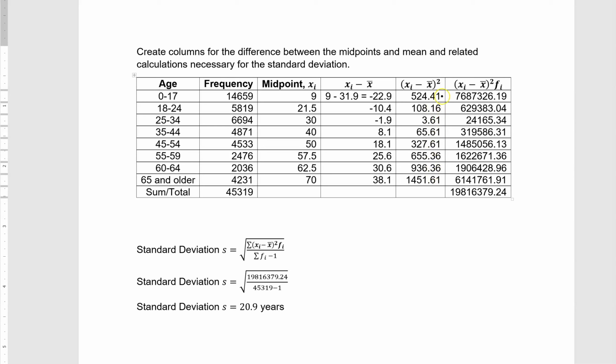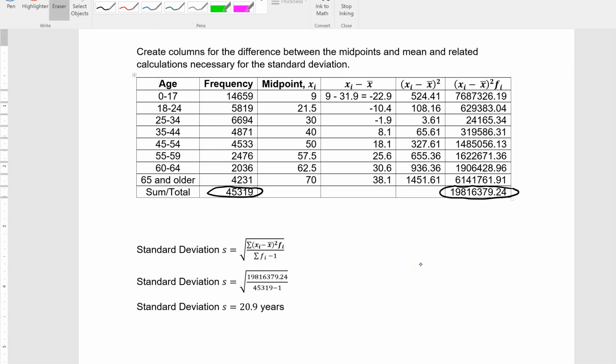After that, I take this squared value and multiply it with the related frequency. And here you can see the value that I ended up with for each bin. At the very end, I have summed all those calculations, and I also summed the frequency that we had done before. Those two values are needed to determine the standard deviation. I take the value on the far right-hand side of the table and divide it by the sum of all the frequencies. I also subtract 1 because this is a sample. I end up with a standard deviation of 20.9.